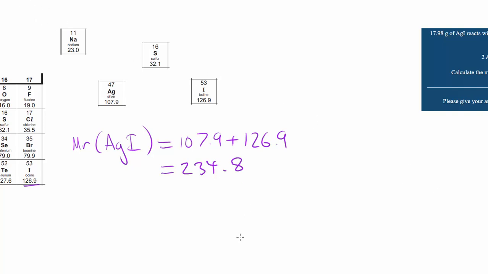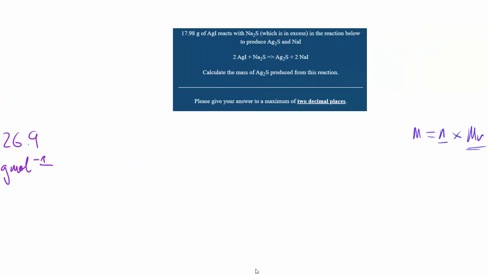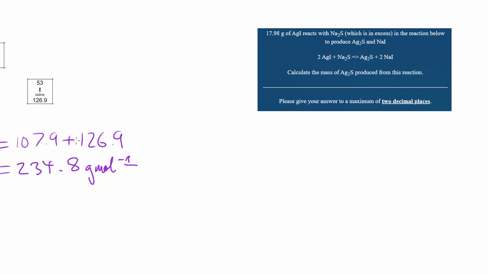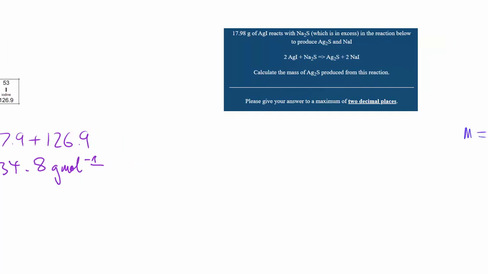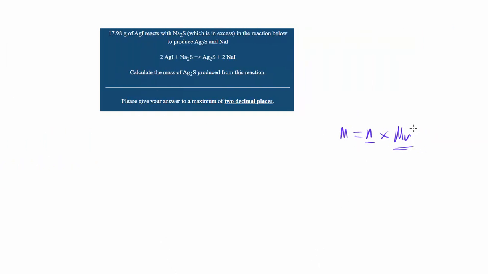Now, what do we do with this? Well, if I just add the units before I move on, that's going to be in grams per mole. Okay. Right, so we're trying to work out the amount of substance here. And what we saw in the equation was that M is N times MR. If we rearrange this for moles, simply by dividing both sides by the MR, we get that the number of moles is equal to the mass divided by the MR, okay?